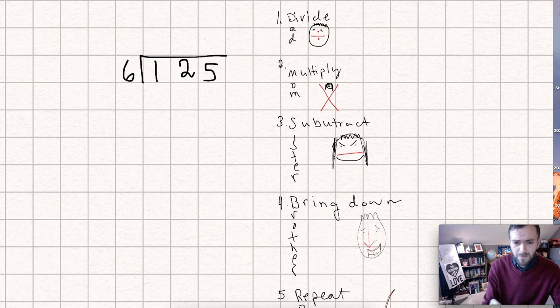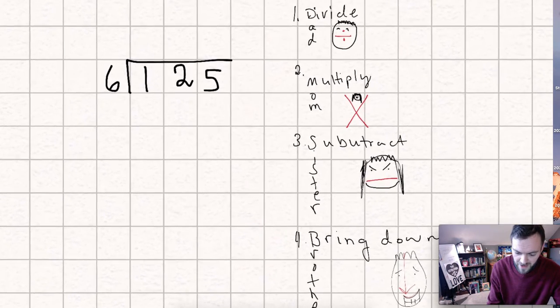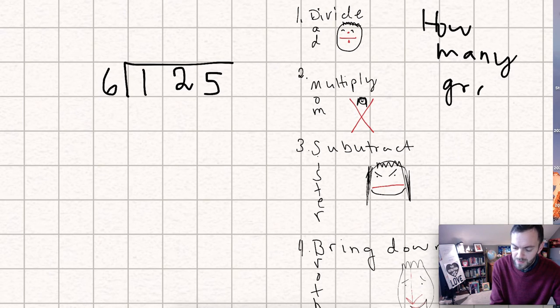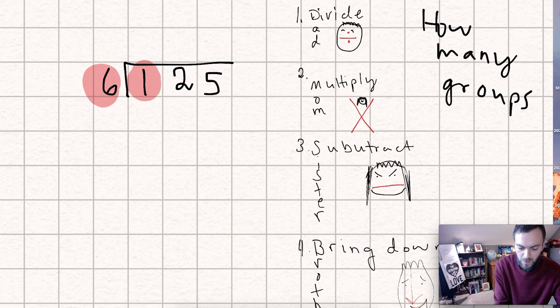All right, so you've solved the problem and you have the answer. I'm going to solve it now too, and we'll see how it went for you. So I'm going to start with step 1, which is divide. And I ask a question: how many groups? How many groups of 6 can I make with 1? Well, I can't make any groups of 6 with 1. I cannot make a group of 6.